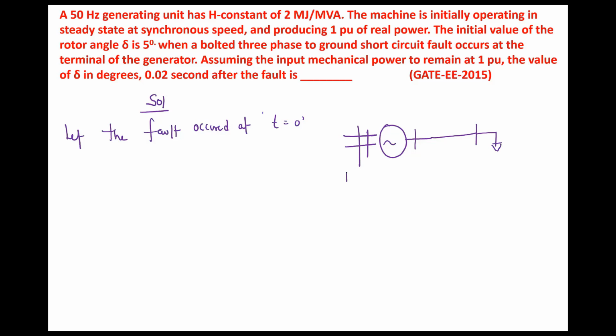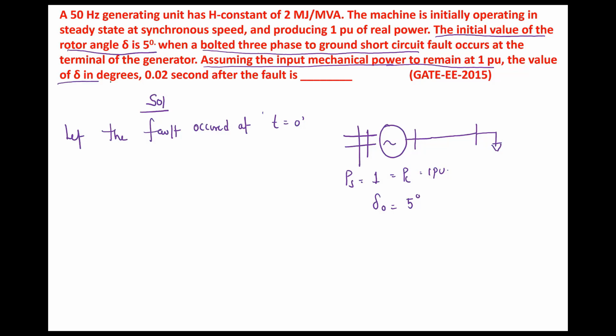So how much power is it producing? It is supplying Ps equals Pe equals 1 per unit initially. And the initial value of rotor angle, that is your delta naught value, is 5 degrees. Then suddenly a bolted, meaning dead short circuit, three-phase fault occurred at the terminals of the generator, and during this fault the mechanical input to the shaft is the same. That is, the turbine is supplying the same 1 per unit power.